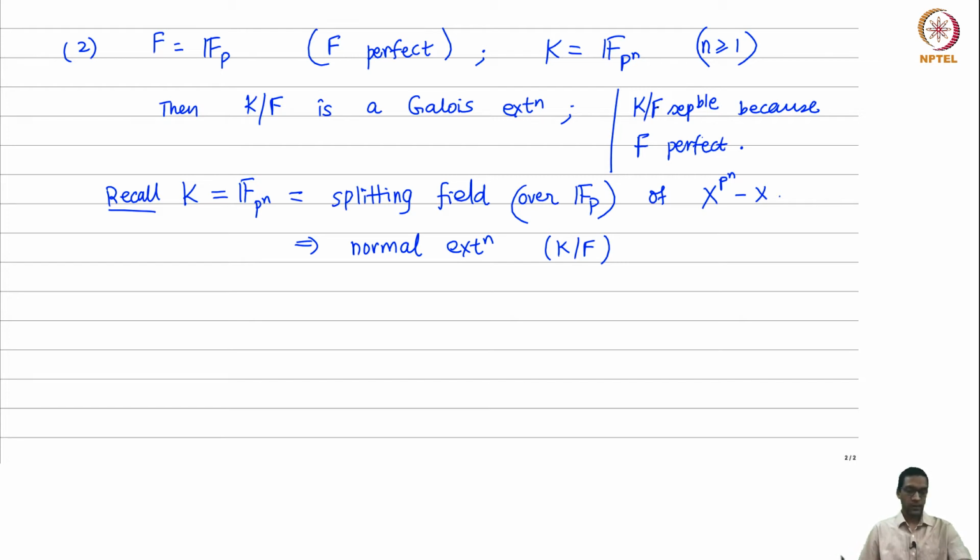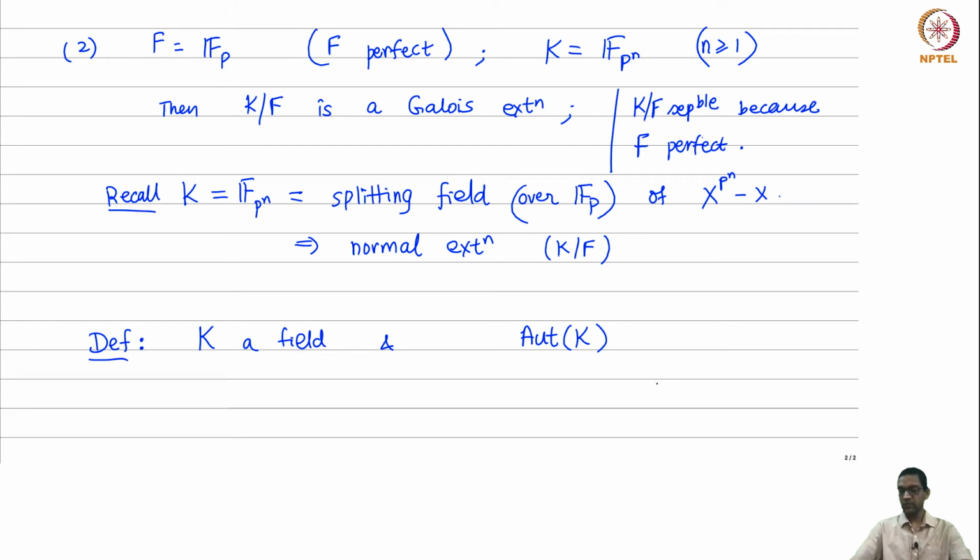Now we could talk about lots more examples, but for the moment let's first look at some equivalent characterizations of Galois extensions. For that I need a definition. Let K be a field, and look at the set Aut(K), which is the set of all field automorphisms of K.